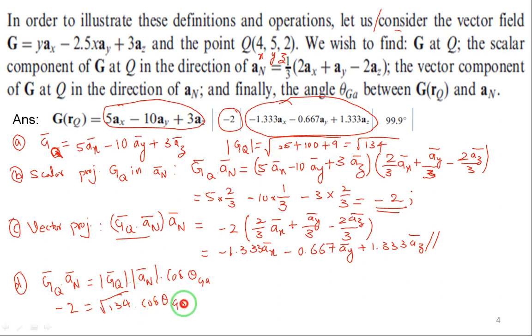So cos of theta GA. So calculate theta GA. Theta GA is equal to cos inverse of minus 2 divided by 1 times root of 134. So you calculate, the angle turns out to be 99.9 degrees. You calculate using a calculator, you will get this. Is it fine? So fine.